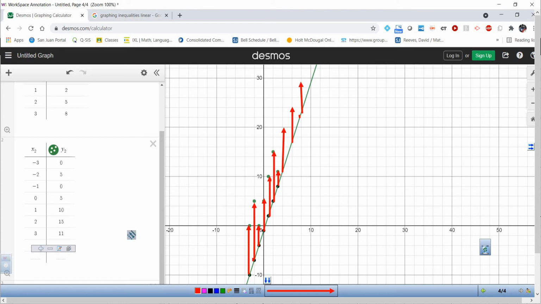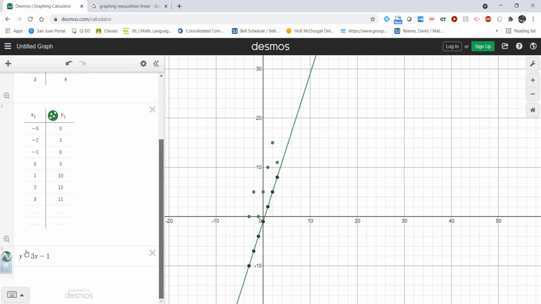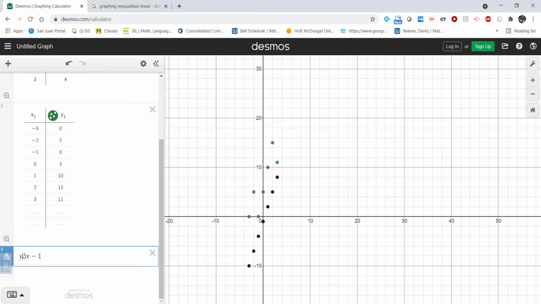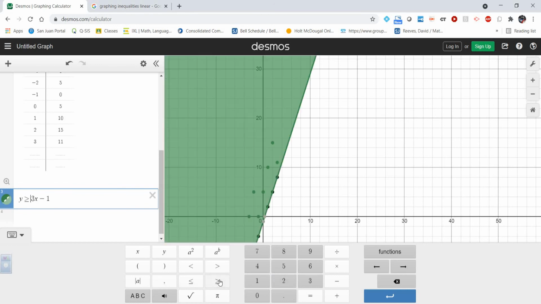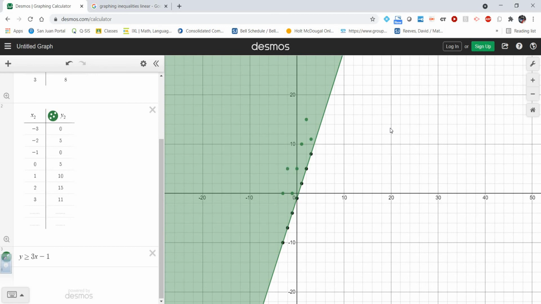In fact, if we go back here and I change this equals to a greater than symbol, let's do that. Greater than right here. Now you'll see the shading is above the line. And once again, it's dashed because it was greater than, not greater than or equal to. If I want to pull up the greater than or equal to, here we go. And there's our greater than or equal to.